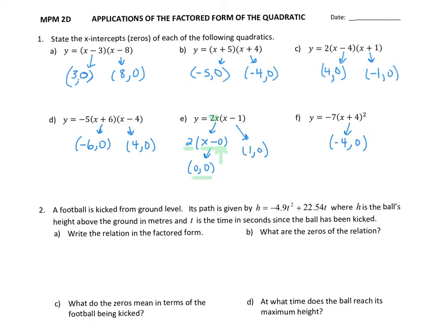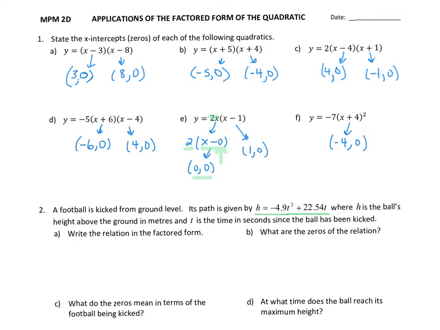All right, let's put this into play here with our first example. A football is kicked from ground level. So it's on the ground, it's kicked off the ground, its path is given by this relationship right here, where h is the ball's height above the ground in meters and t is the time in seconds since the ball has been kicked. Our first step here is we're going to take this relation, which is written in what we call standard form. That expanded and simplified form is your standard form. We're going to take that and write it in its factored form.